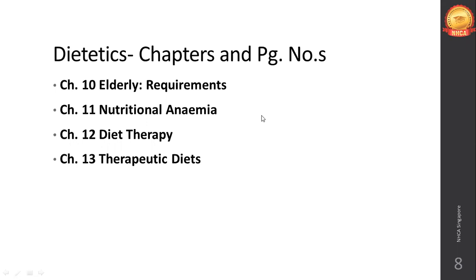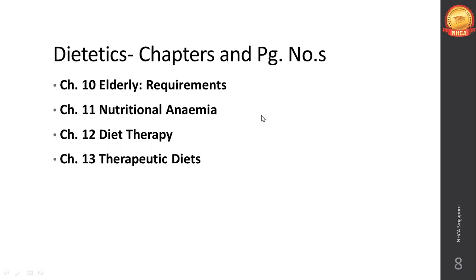Etiology. Diagnosis. Stages of anemia, important. Clinical findings, you can just read through it once. Treatment, read that thoroughly. Read treatment using the nutritional supplements thoroughly.